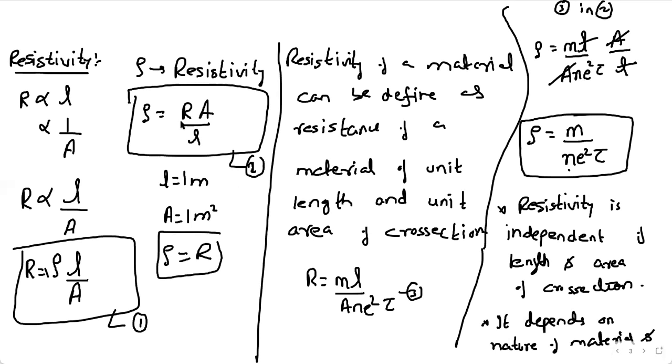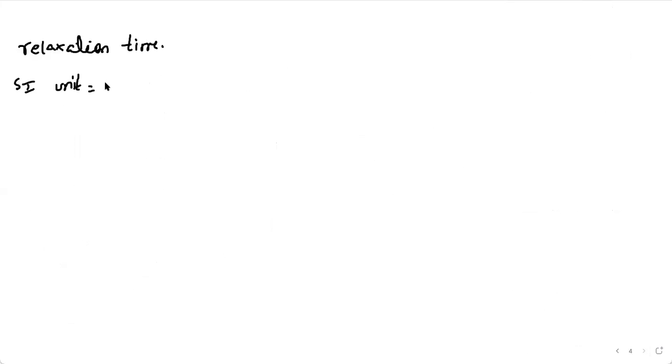Now let's check its SI unit. So Fatma, what is the SI unit of resistance? This is resistivity. What is the SI unit of R, Fatma? Fatma, can you hear me? Yes, sir. What is the SI unit of resistance? Resistance, ohm.